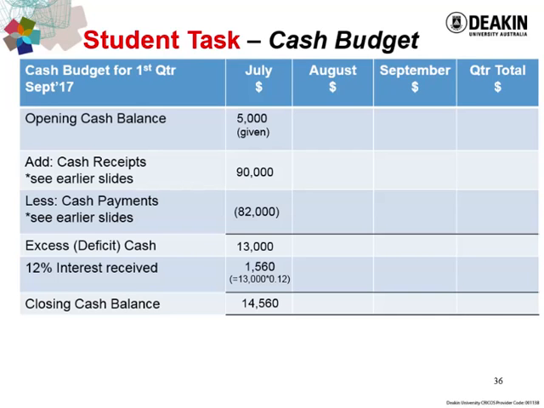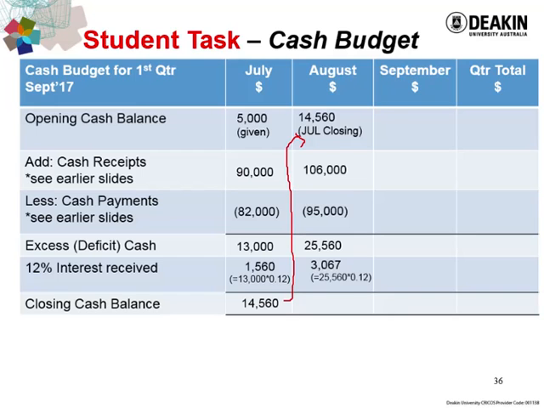Then let's look at August. In August, we start with 14560. That is the closing balance from July. And we add 106K cash receipt calculated from the previous slide, less 95K cash payment from the previous slide. We have an excess of 25560. Again, because we have excess, we will invest and receive 12% interest, 3067. And this will give us a closing balance of 28627.